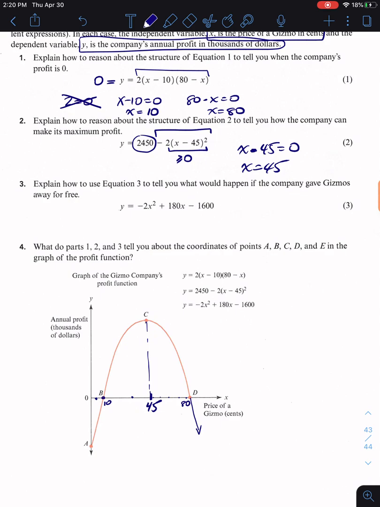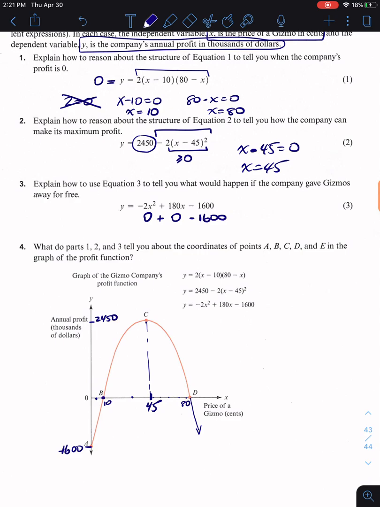And what's the value of the expression going to be? It's going to be 2450. And that's thousands of dollars. Okay, let's look at number 3. Explain how to use equation 3 to tell you what would happen if the company gave gizmos away for free. So if they charged 0 cents, 0 plus 0 minus 1,600. So they would lose $1,600,000. So $1.6 million.